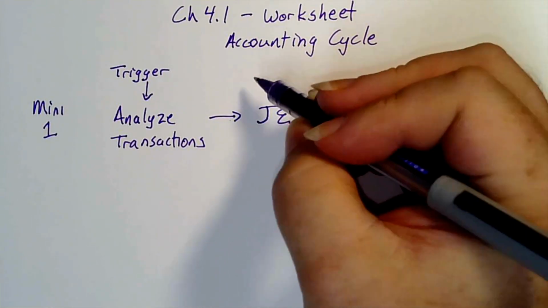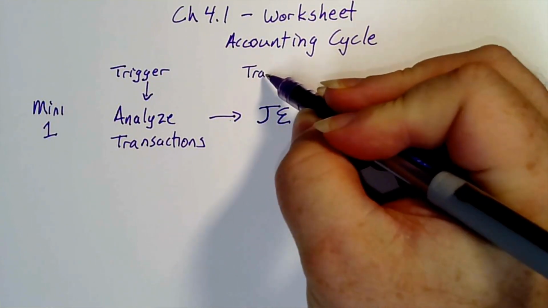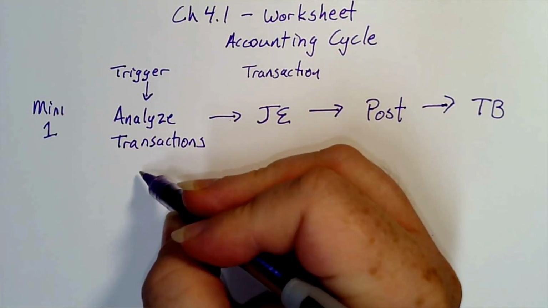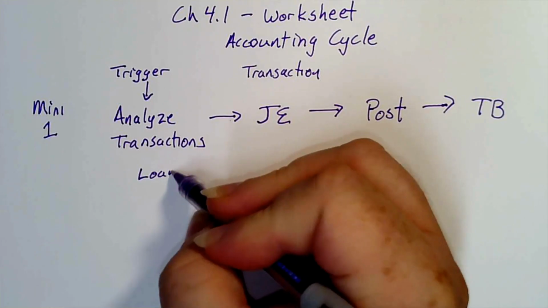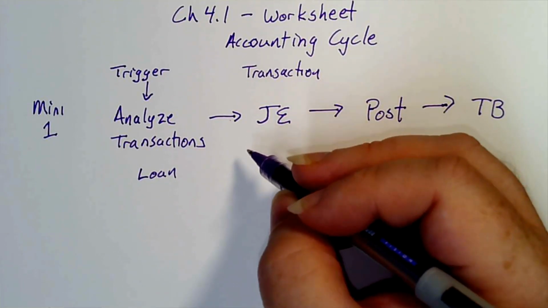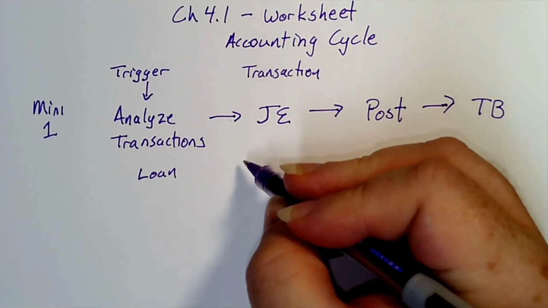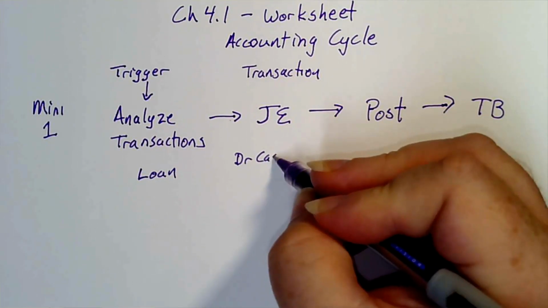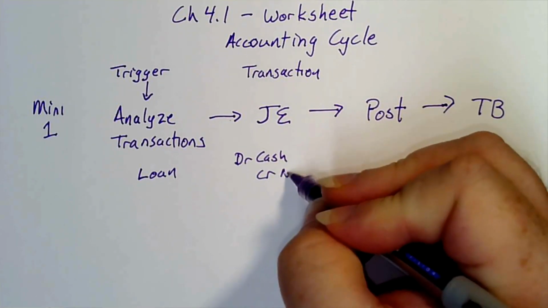Then the next thing we have is, once we have a business transaction, we're going to record it as a journal entry. And this looks at it from the transaction point of view. So as an example, let's say we had a loan. This is a business activity. We say that is a business transaction, so we record it on a transaction level as a debit to cash and a credit to note payable.